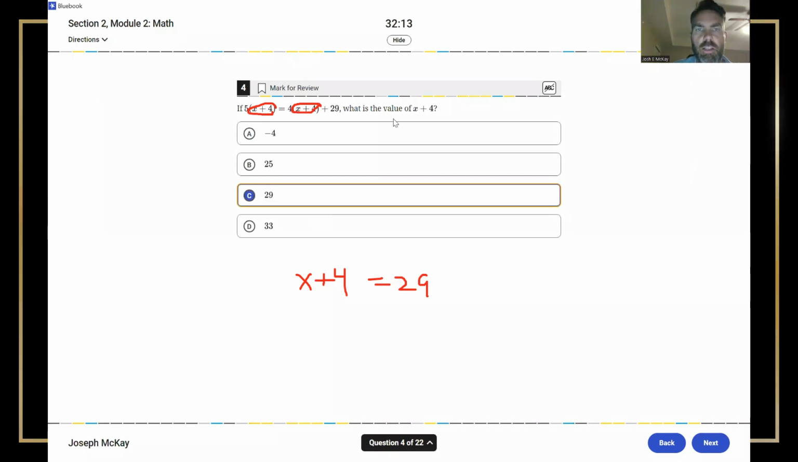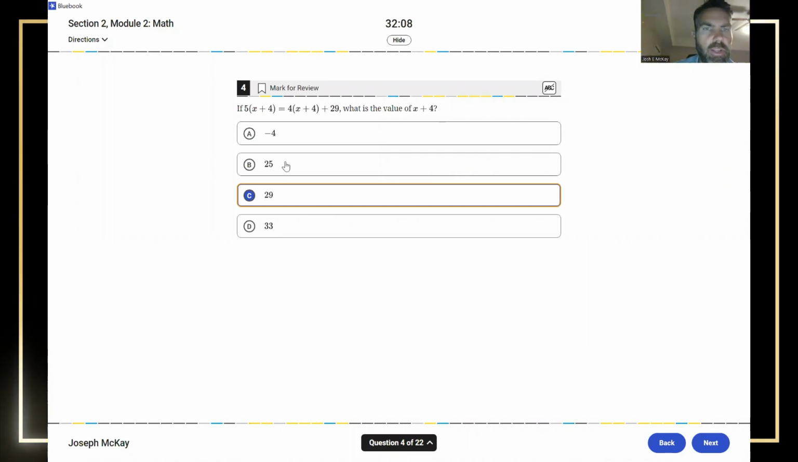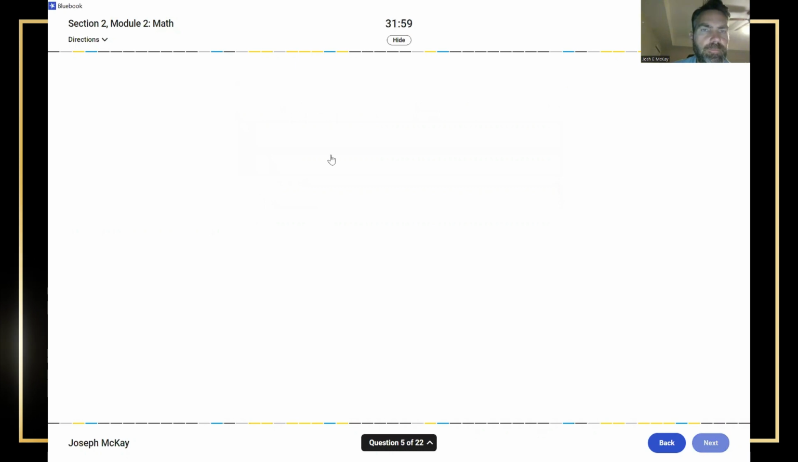But you certainly could get the answer by solving for x. Distribute, combine like terms like we did on the last problem, solve for x, and then add 4 to it. But if I forget to add 4, I'd end up down here with that 25. So just be careful.